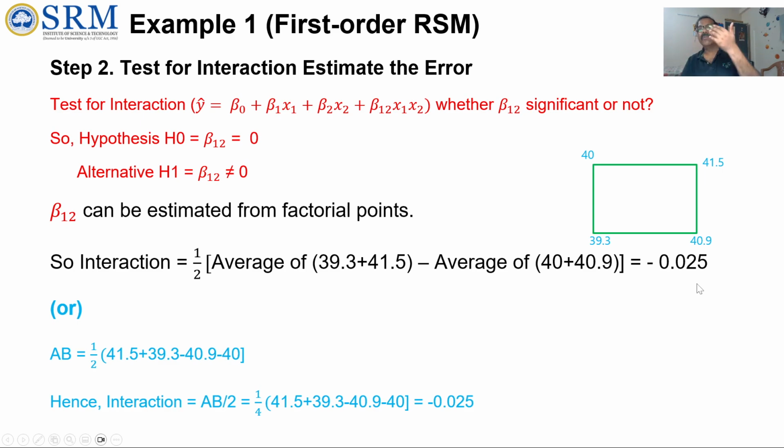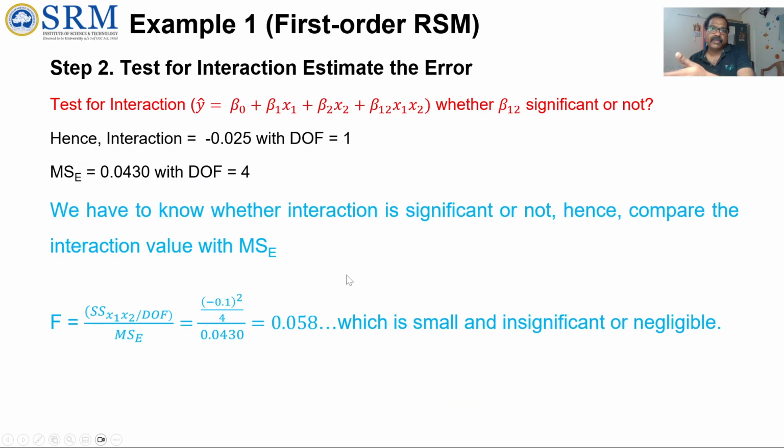We need to know whether this minus 0.025 is significant or not. How do we know? We need to calculate the F value. So how do we calculate the F value? For the F value calculation, what terms do we need? We need the mean square error value, the sum of squares value, and degrees of freedom. For interaction, since there are 2 factors, the degrees of freedom is 1. For mean square error we have 5 minus 1, which is 4 degrees of freedom. So here the sum of squares, this 0 minus 0.1, we need to calculate from this.